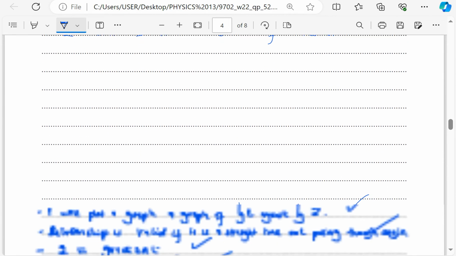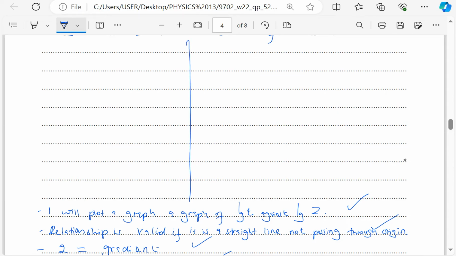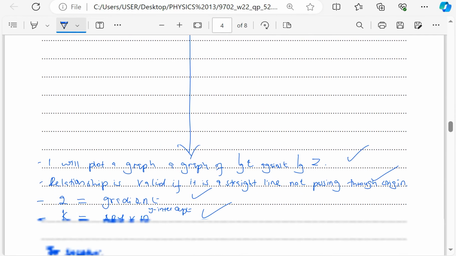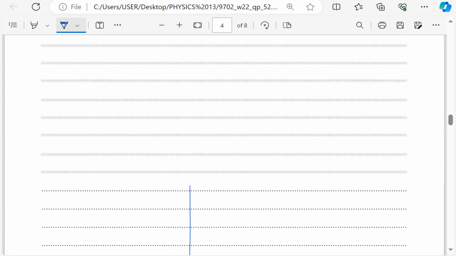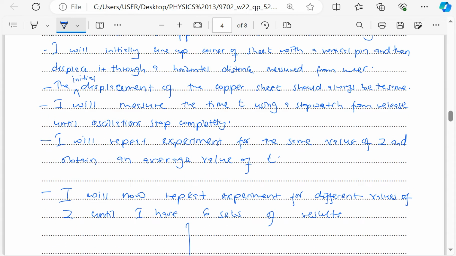So the next thing here is now going to be plotting a graph. I'll plot a graph of log of t against log of z. I've already gone through this. Okay, so I think that is enough for this experiment.